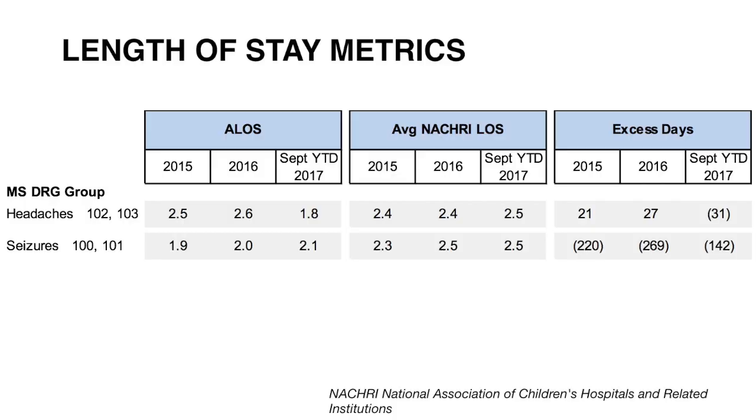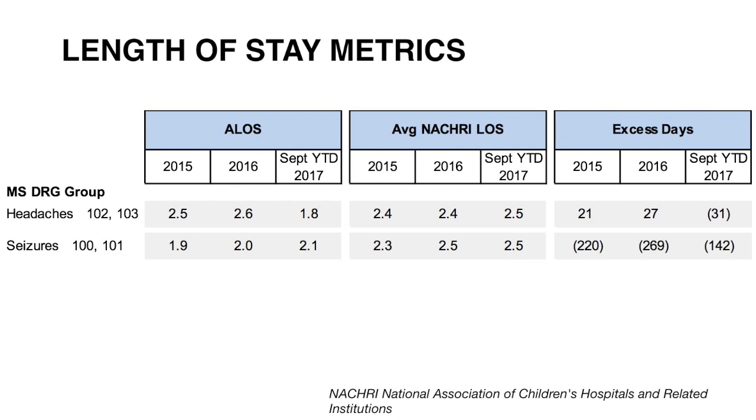So I have an example here of just a couple of simple metrics that we use very often in the hospital that I work at in terms of measuring how productive or how good we are at meeting the length of stay requirements. So what you're looking at here are just a couple of metrics. The first being the average length of stay, which we've discussed. The second being the average NACRI length of stay, NACRI being the National Association of Children's Hospitals. And then third is our excess days. So I'll break this down for you.